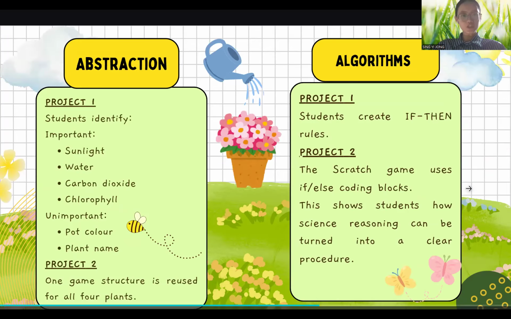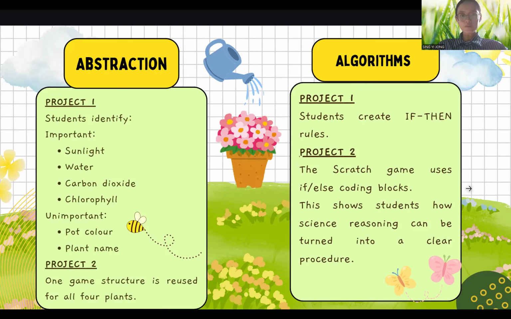Next comes abstraction. In Project 1, students sort the information into 2 groups. The important information is sunlight, water, carbon dioxide, and chlorophyll, while the unimportant information includes details like pot color and plant name. In Project 2, this same thinking shows up in the code itself, where one single game structure is reused for all levels rather than being rebuilt from scratch each time.